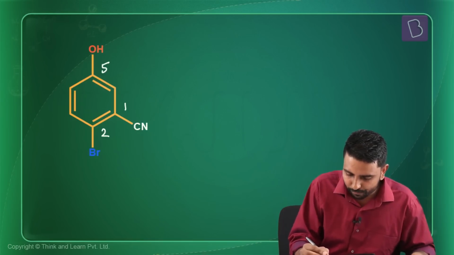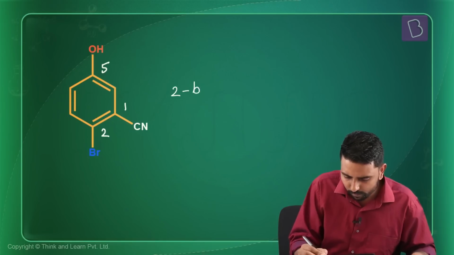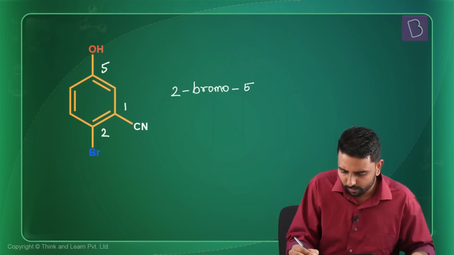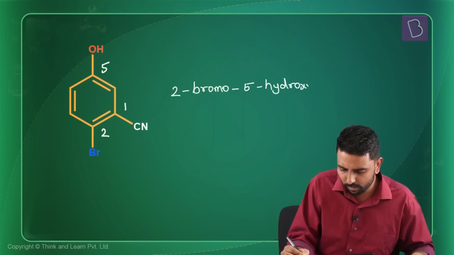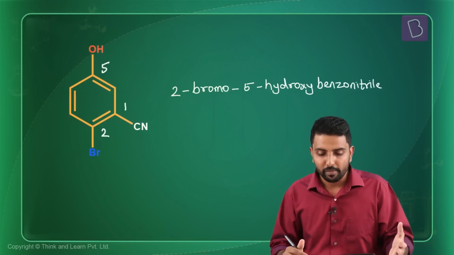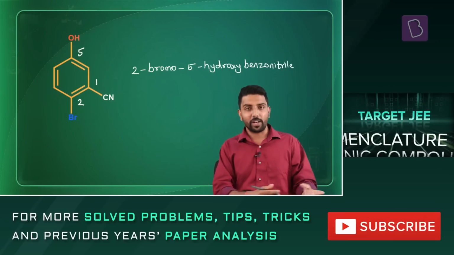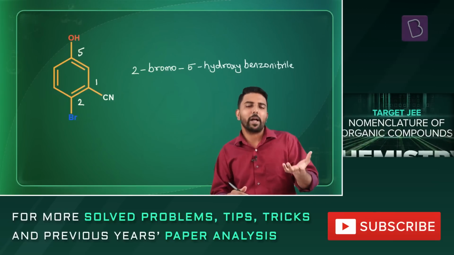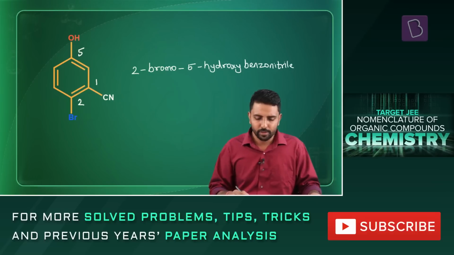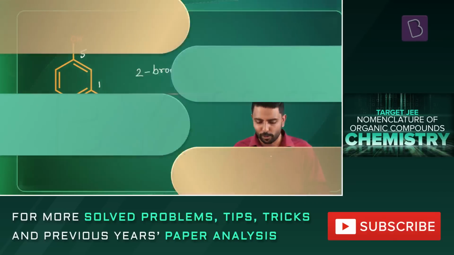It is going to be 2-bromo-5-hydroxybenzonitrile. So a benzene bearing a CN group by itself is going to be benzonitrile. So this is how we go about naming this particular compound.